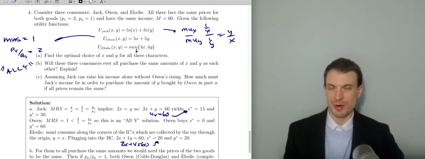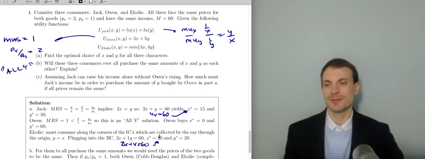What about Elodie? This is going to be perfect complements. Let's replace this comma with an equal sign. So y is equal to x is our line, our ray through the origin that goes through the corners of these right angle indifference curves. Then let's substitute y equals x into the budget constraint. 2x plus x is equal to 60 is the budget constraint. So 2x plus y equals 60, or 2x plus x equals 60. Oh, x has to be equal to 20. If x is 20, then y is 20.